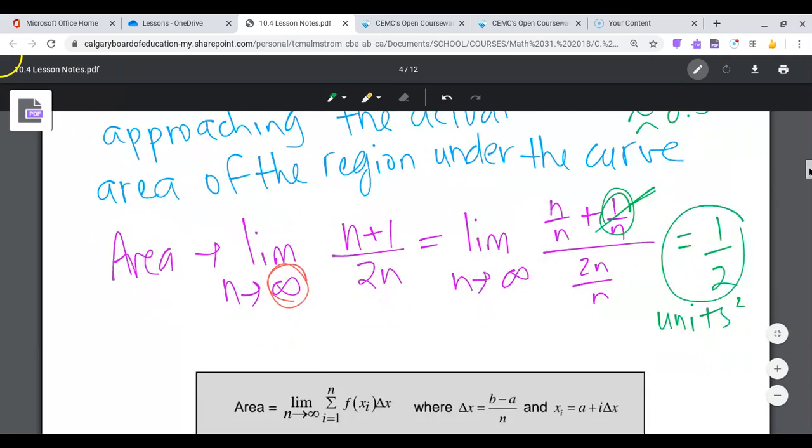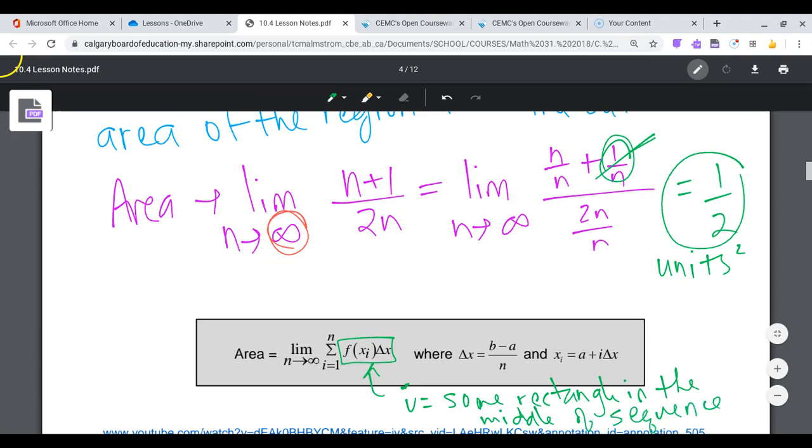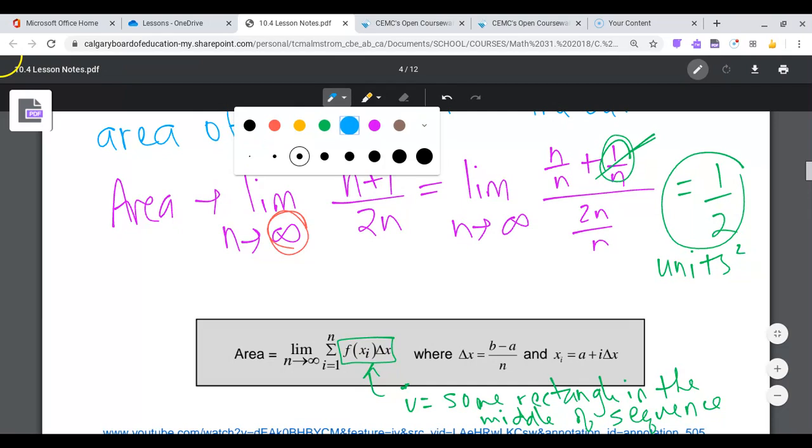And so here is our beautiful formula. So the area is equal to the limit as n goes to infinity of the sum of the areas of each of the rectangles. And in this case, i is equal to some rectangle in the middle of the sequence. And we're going to watch the other part of her video here in just a sec. And she uses k. Okay, so in our case, the i is some rectangle in the middle of our sequence. The change in x is our width. So here's our width.